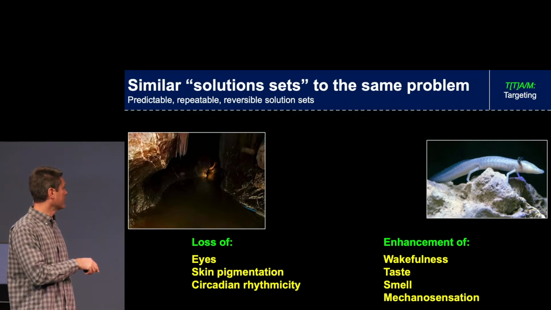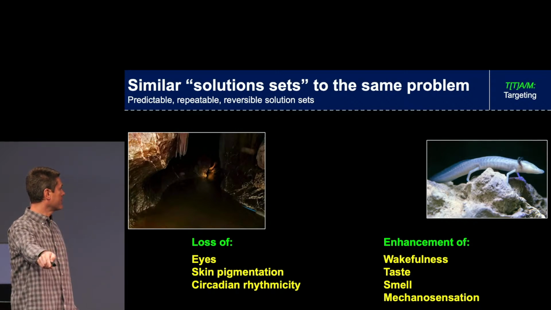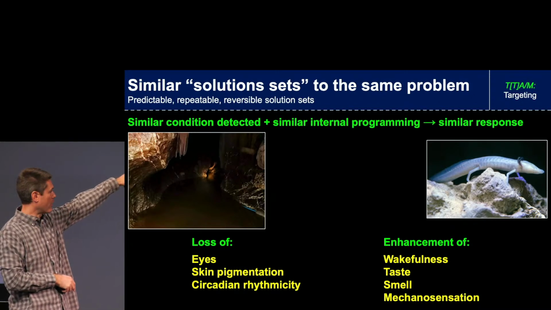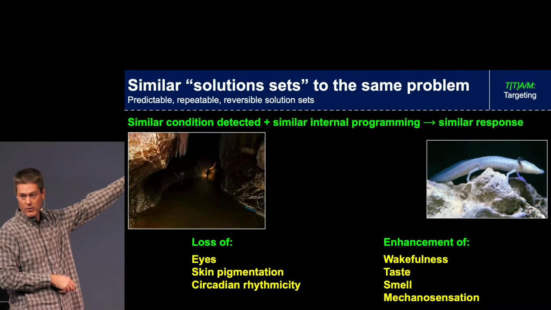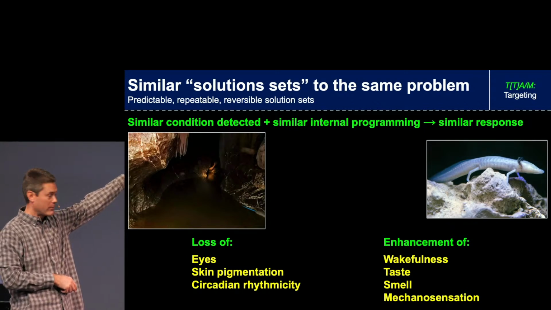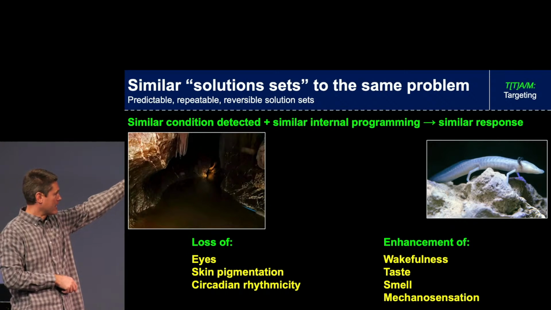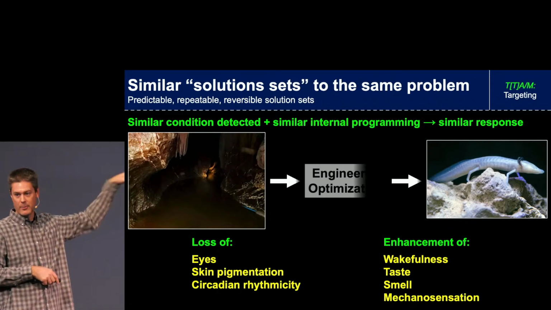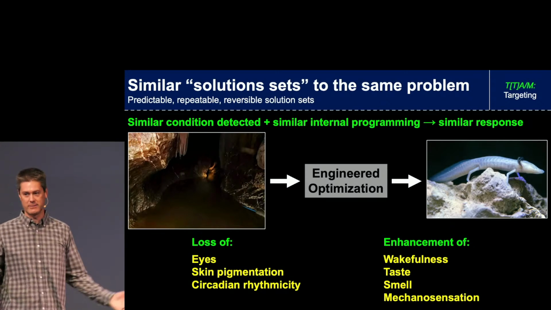So what's happening here is you've got a similar condition, a cave, lower conductivity water, and similar internal programming across these widely varied creatures, fish, centipedes, and salamanders, and you get a similar response. What's happening is here, you've got engineered optimization going on in response to environment. That's what's happening.